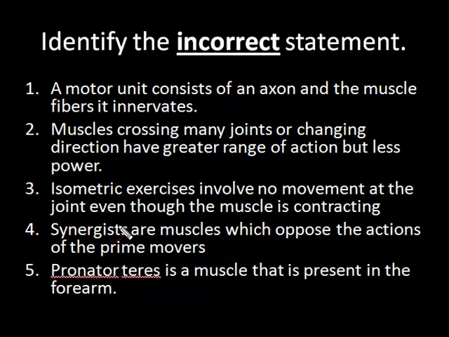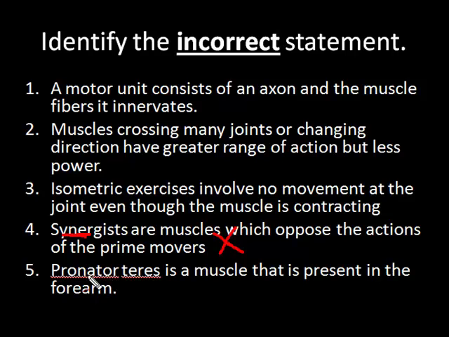Let's look at the next statement, which says synergists are muscles which oppose the actions of the prime movers. This is false. Prime movers are the main muscles which perform action across a joint. For example, the brachialis causes flexion at the elbow joint. And biceps acts as a synergist. That means it is a helping muscle. Synergy is to help. So synergists are not antagonists. They don't oppose, they actually help the prime mover. So biceps is a synergist of the brachialis in performing flexion at the elbow joint. So this is the incorrect one. So the answer would be this one, because this is the incorrect statement.